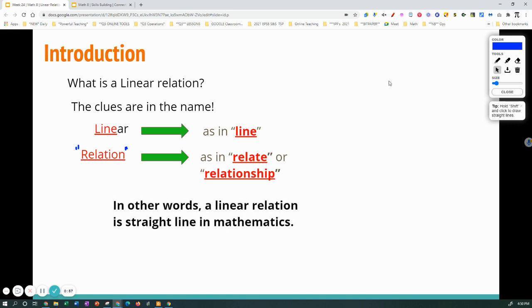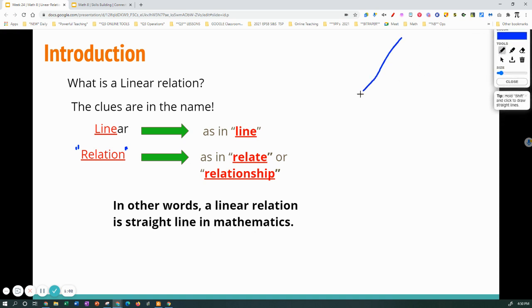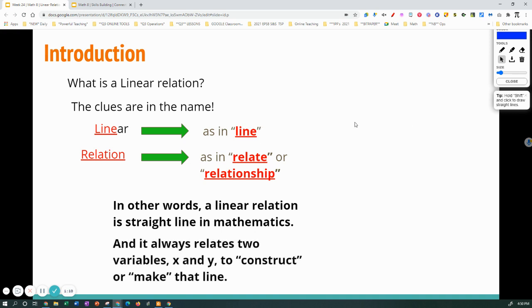In other words, a linear relation is a straight line in mathematics, okay? And it always relates two variables, x and y, to construct or make that line. Now, technically, it doesn't have to be x and y, but I'm going to tell you to keep things simple in grade 8. And even when you encounter this in grade 10, it's going to be x and y. I don't know of any other teacher that doesn't use x and y, okay?